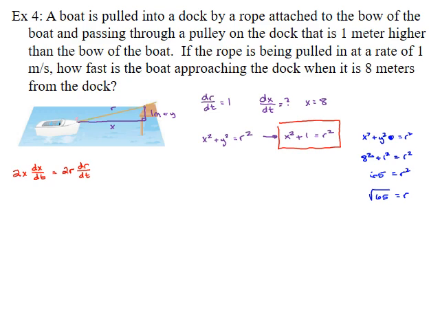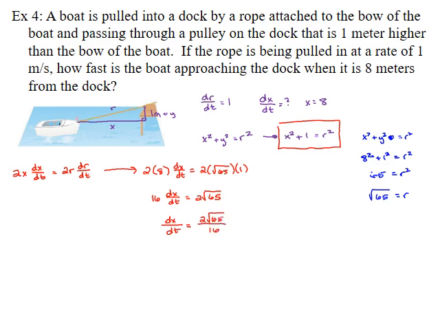Now we know enough to solve this problem, so let's plug in all the numbers that we know. This would be 2 times 8 times dx/dt equals 2 times the square root of 65 times dr/dt, which is 1. All right, so this would be 16 dx/dt equals 2 square roots of 65. Divide both sides by 16. So dx/dt is 2 square roots of 65 all over 16.